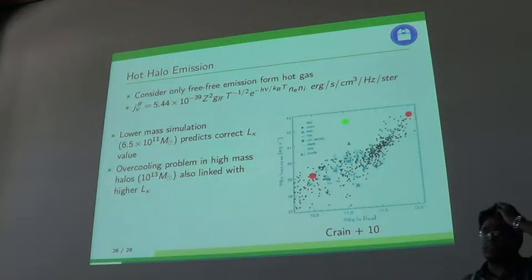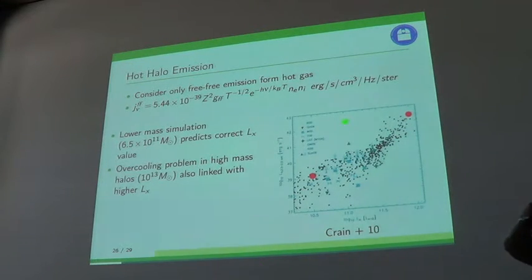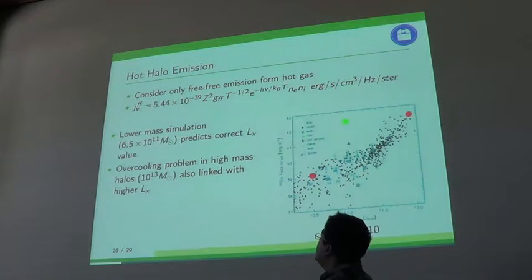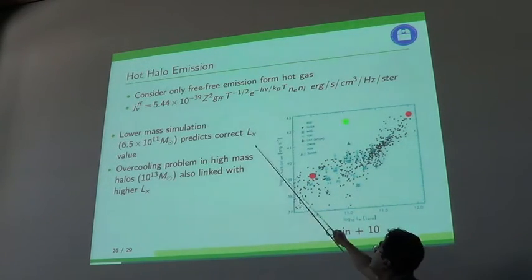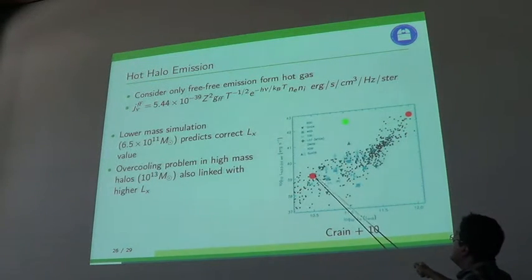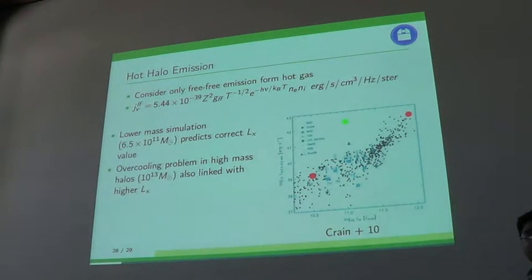So here I have just considered free-free emission, or bremsstrahlung emission, where the emissivity is given by this one. And then I looked at two simulations from the MAGIC project that we have run here. One is a low mass and one is a high mass galaxy. So for the low mass galaxy, our X-ray luminosity by just using this is quite okay within the observational limits. X-ray luminosity versus stellar mass.